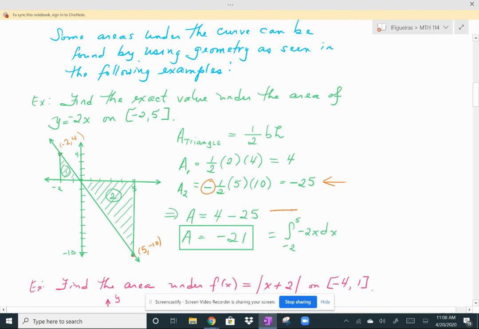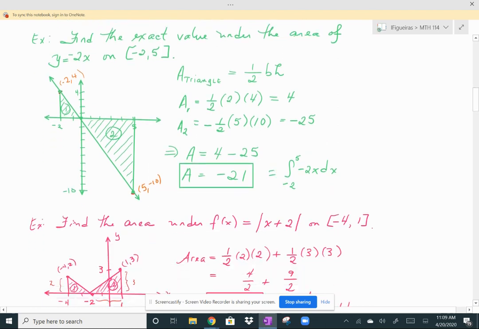So your overall area of negative 2x from negative 2 to 5 is the first triangle plus the second triangle. That's 4 minus 25, which gives you an area of negative 21. Remember, that represents the definite integral. The definite integral has a value of negative 21.